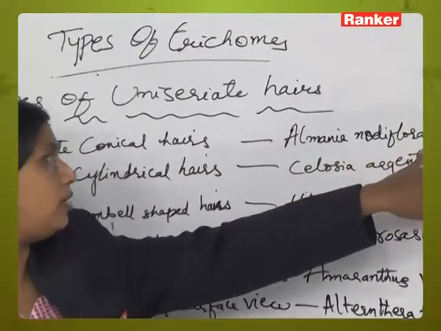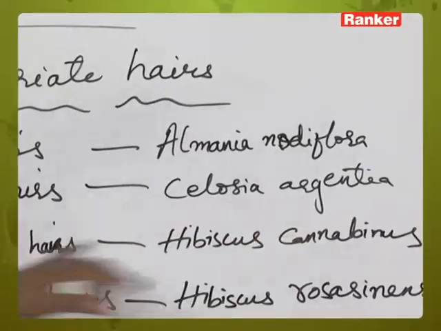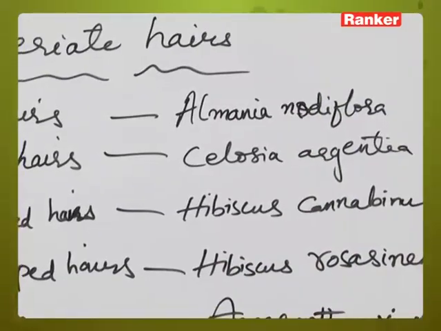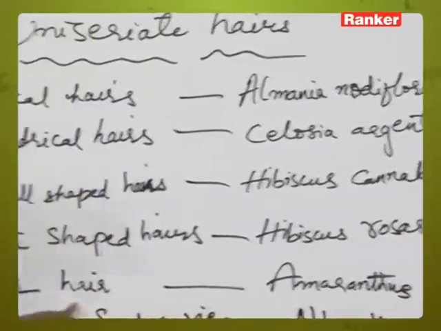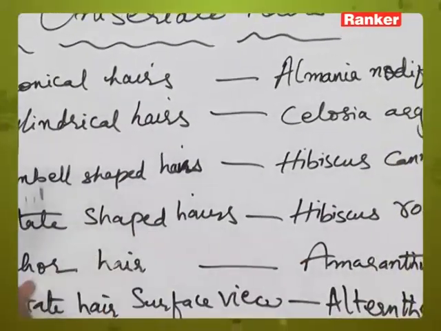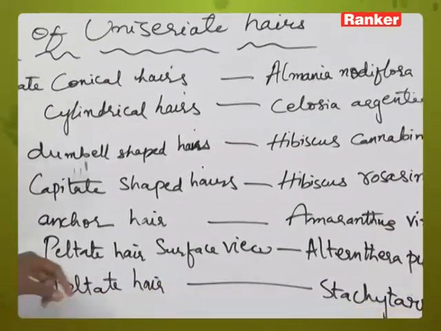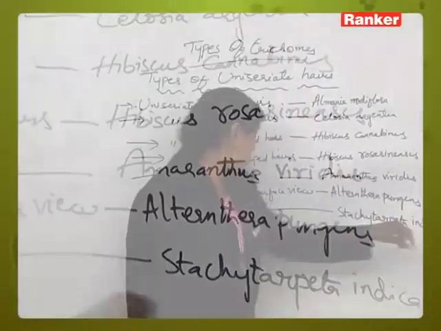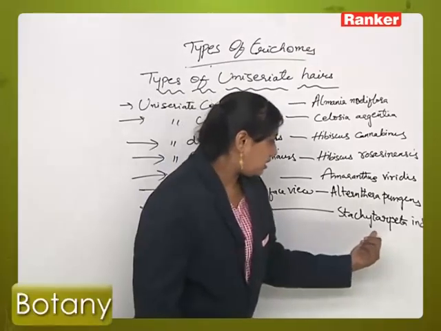The examples for each individual uniseriate hair are important from the examination point of view. Uniseriate conical hairs are seen in Almania nodiflora. Next is uniseriate cylindrical hair, Celosia argentea. Next, uniseriate dumbbell shaped hairs is Hibiscus cannabinus. Uniseriate capitate shaped hairs is Hibiscus rosa-sinensis. Uniseriate anchor hair is Amaranthus viridis. Here the body will be in the form of an anchor at the tip. Next is uniseriate peltate hair, surface view, Alternanthera pungens. And next, uniseriate peltate hair is Stachytarpheta indica.